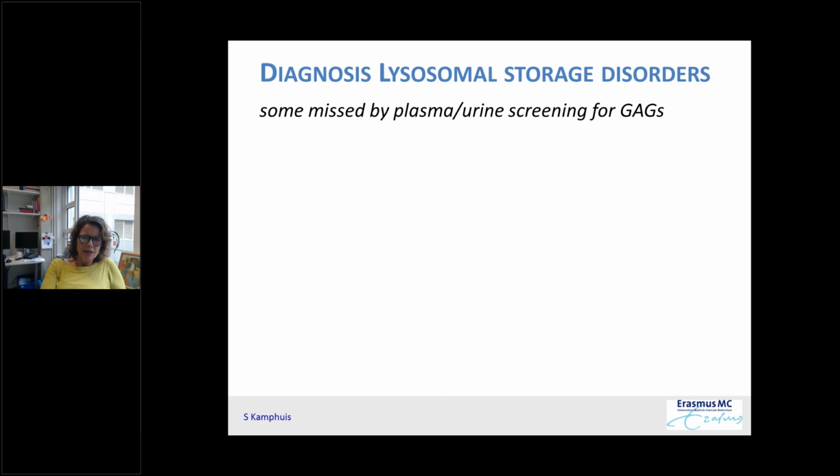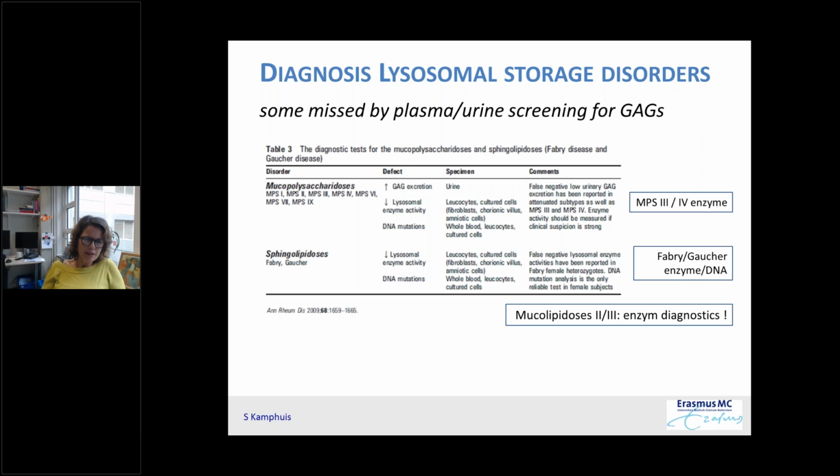Then to end this case one with lysosomal storage disease and this part of the talk, you have to know how to diagnose them. And again, how nice is this paper. In table 3, they actually list what you do. Because our patients, we wouldn't have found our patients if we had done just a blood screening test for GAGs, that's how they call it. That would not be enough to make the diagnosis.